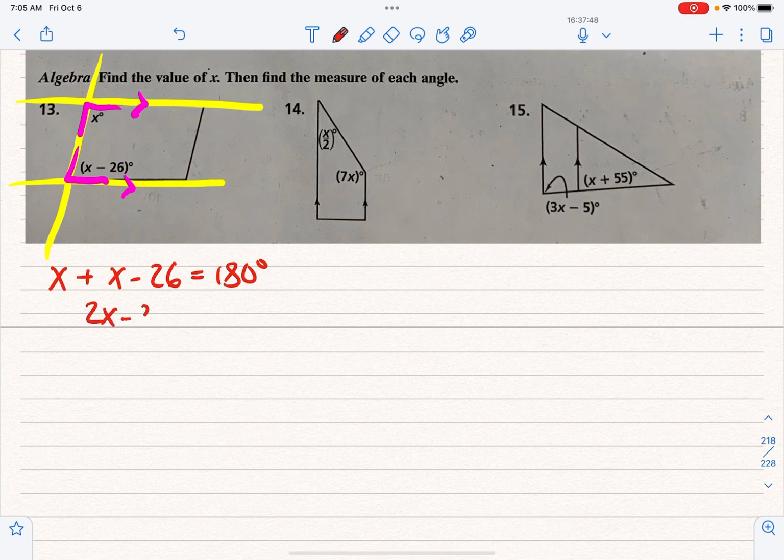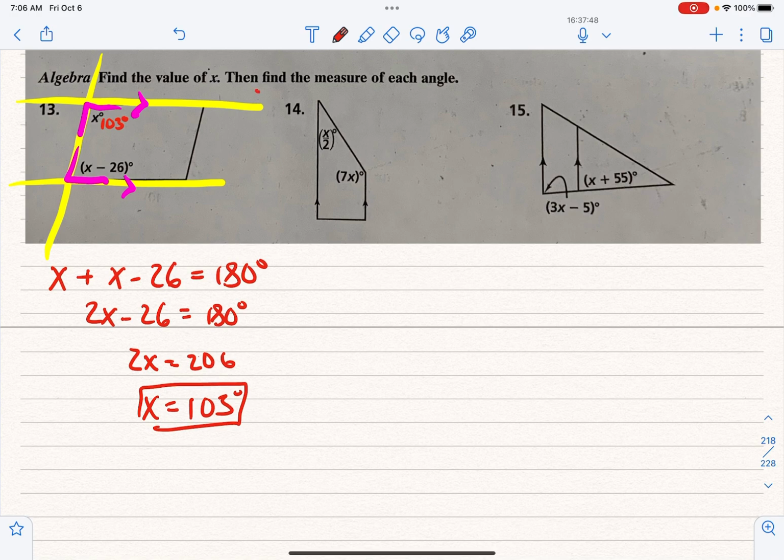So we say 2X minus 26 is 180. Therefore, 2X is equal to, you add the 26 to both sides, you get 206, divide, you get X is equal to 103. And so what that means is this is a 103 degree angle right there. It says find the measure of each angle.